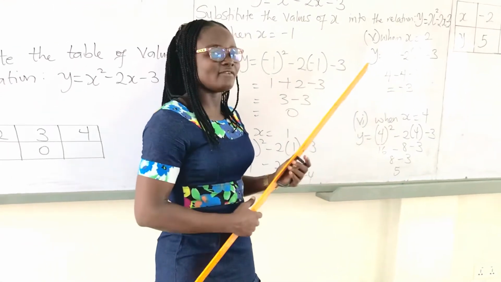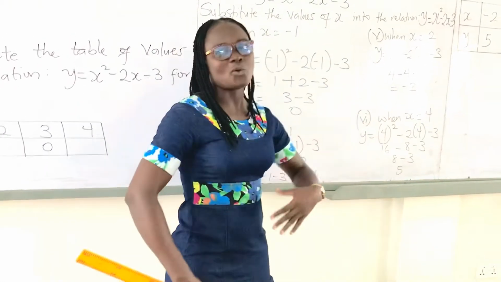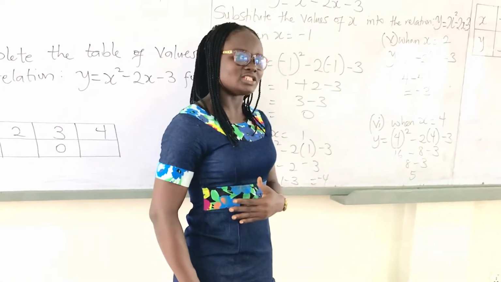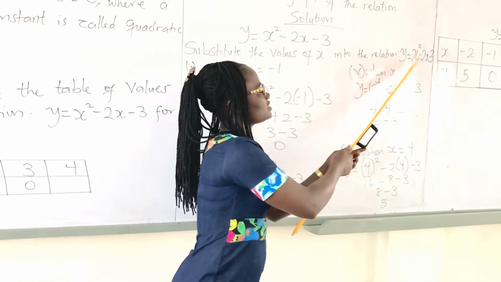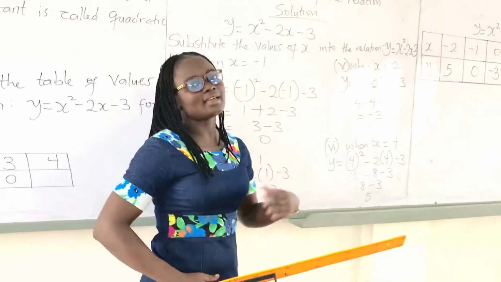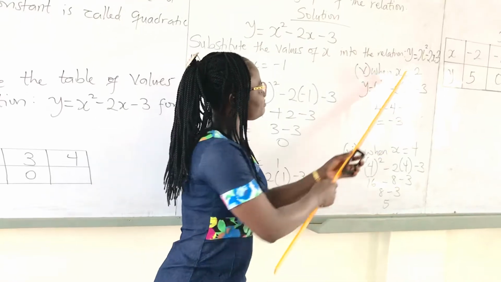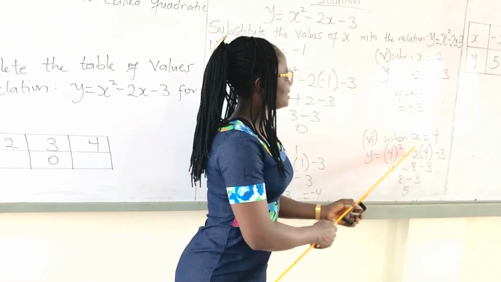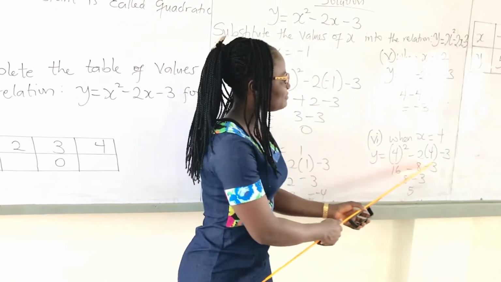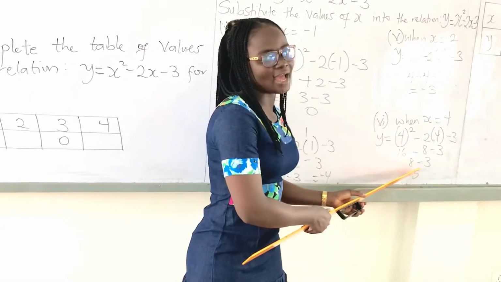The last we have is when x is 4, what is our y? We put x equals 4 into the given relation, which is y equals x squared minus 2x minus 3. Wherever you see x, you put 4 over there. So you are going to get 4 squared minus 2 times 4 minus 3. This is giving us 16 minus 8 minus 3. Simplifying it, we are going to get y equals 5.